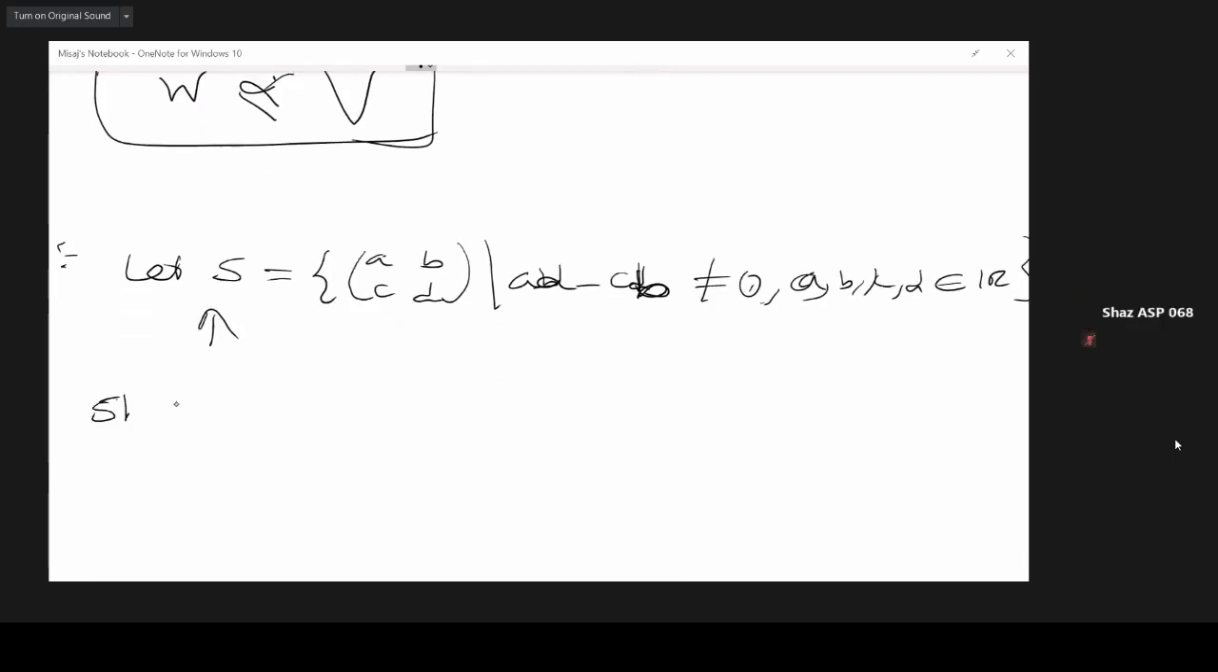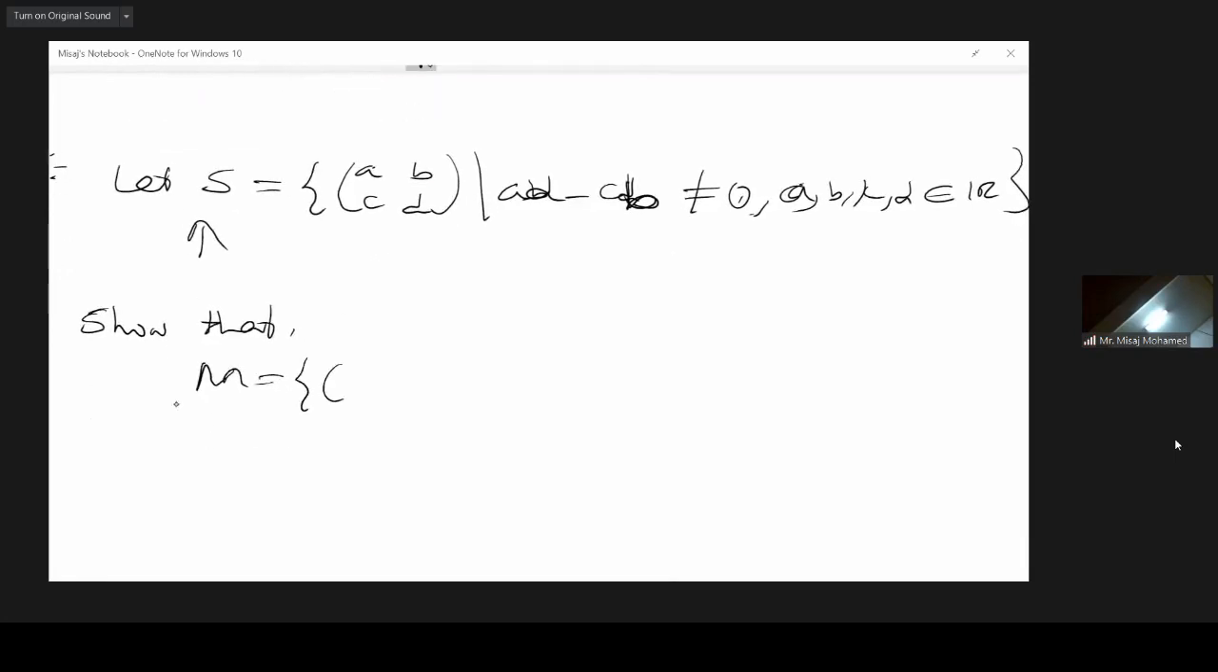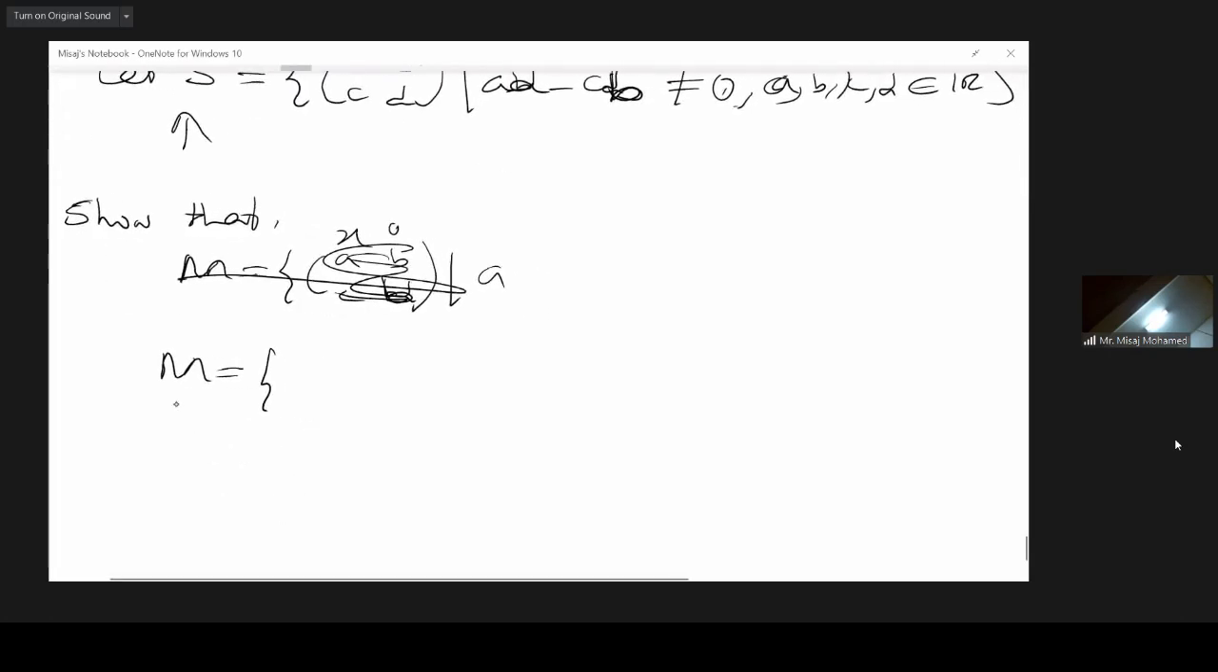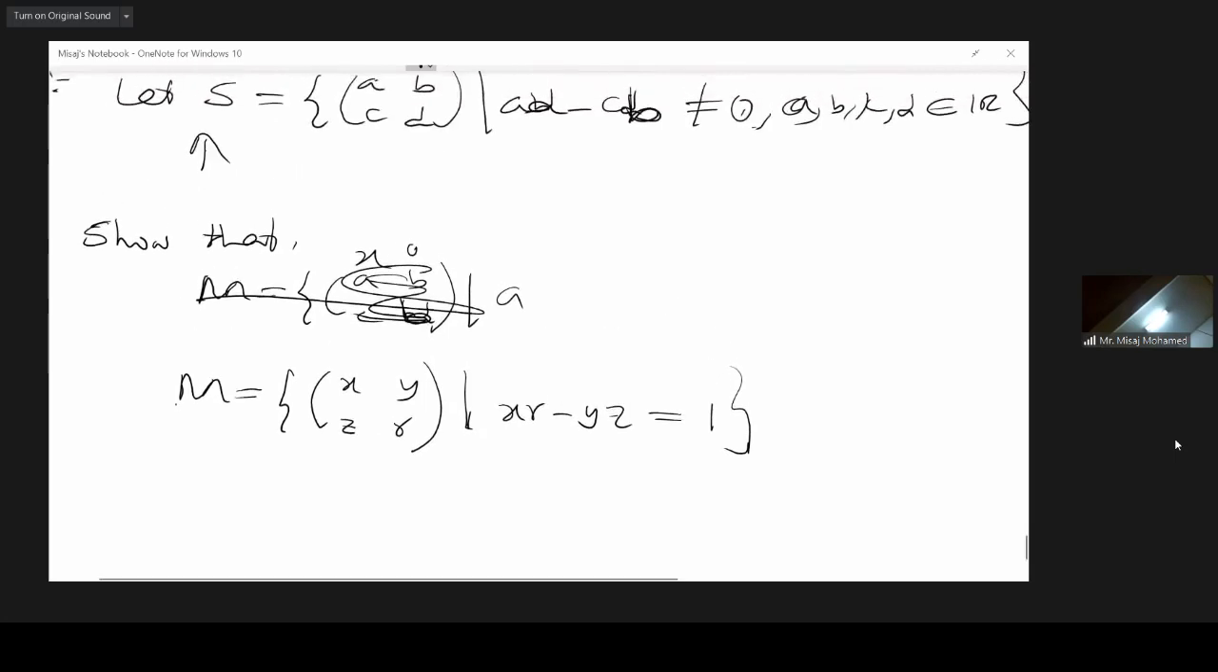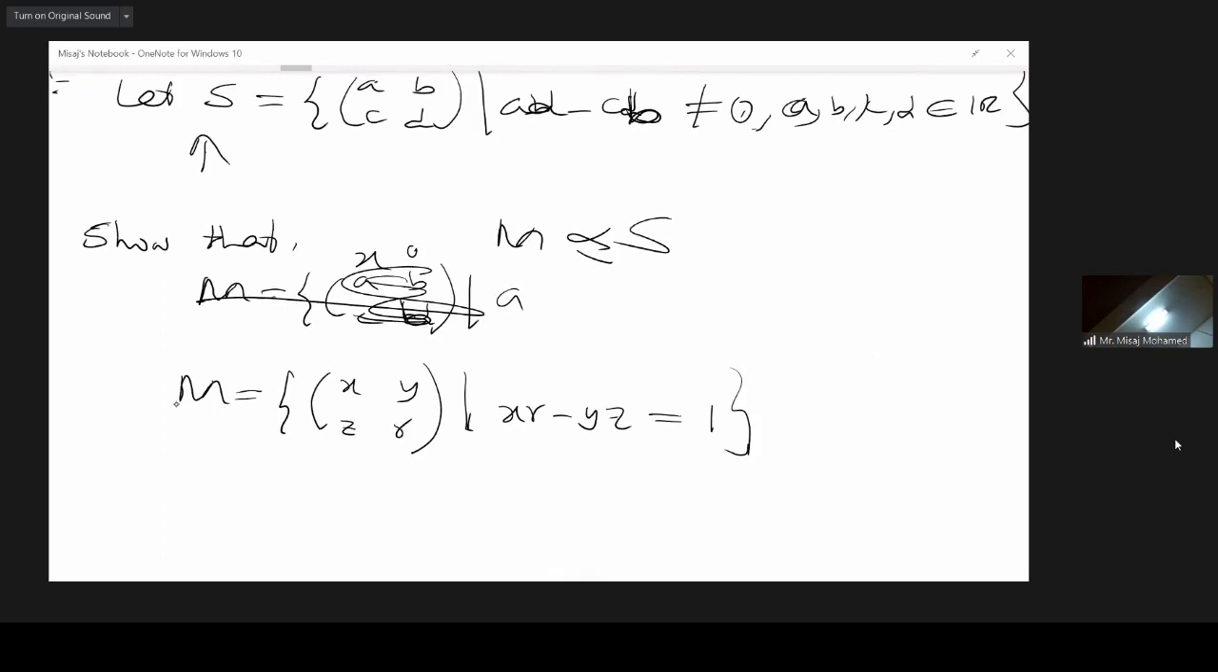Show that M is equal to the matrix with entries x, y, z, r such that xr minus yz is 1. Show that M is a subspace of S.